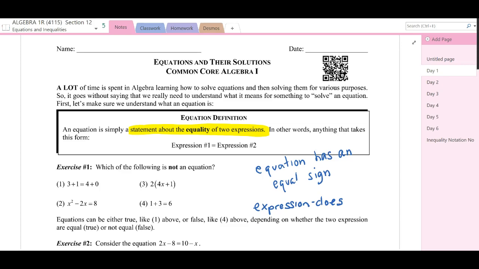So if we look at exercise 1, it says which of the following is not an equation? Very simple question. If I look at the 4 choices, choice 1 has an equal sign. So does choice 2. Choice 3 does not have an equal sign. And choice 4 does, so the correct answer is choice 3, 2(4x + 1). This is an example of an expression.